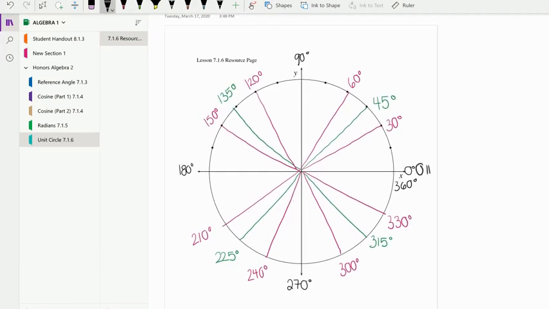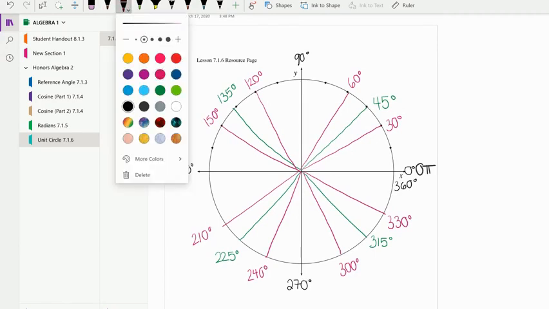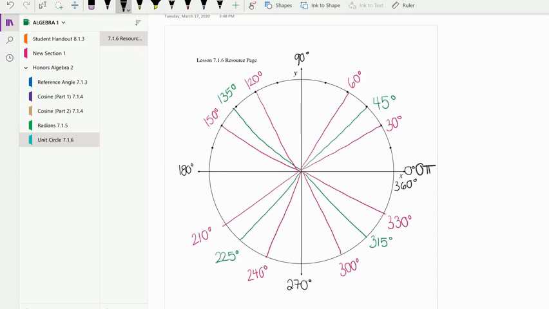So we have 0 pi. I'm going to go back to my skinnier pen. 0 pi, and then at the top we would have pi over 2. This would be pi. 270 would be 3 pi over 2. And 360 would be 2 pi.